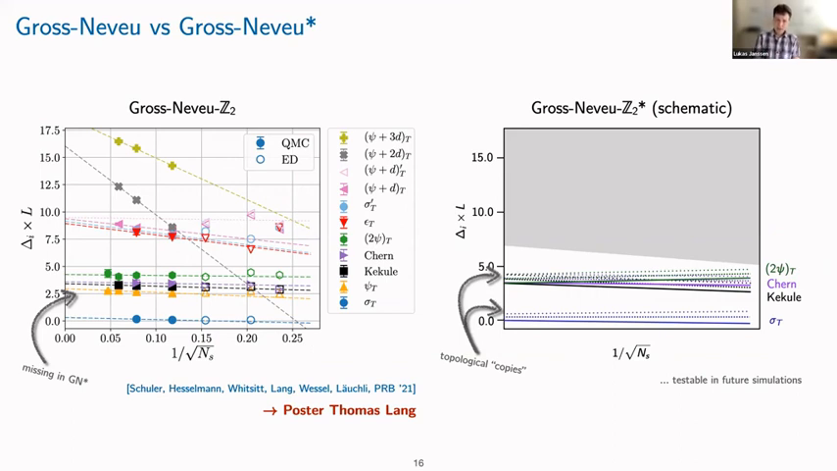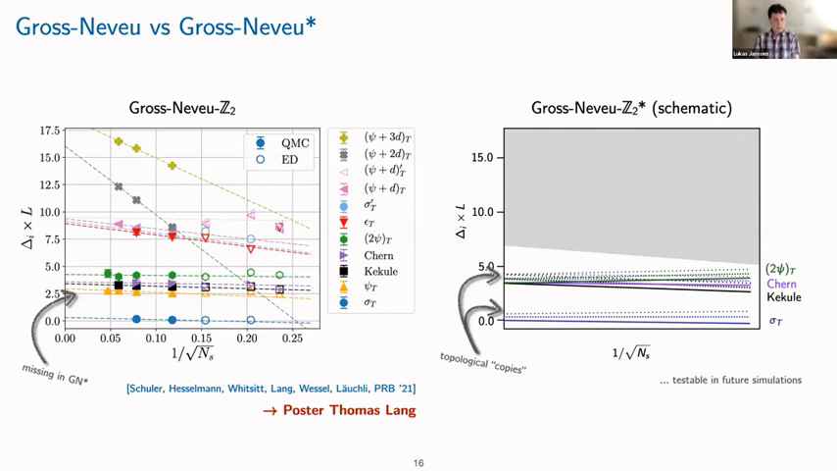For the Gross-Neveu star universality class, we in the same way expect that some states will have exactly the same energy in the thermodynamic limit, appropriately rescaled. But some states are missing. For example, these yellow states, which correspond to the fermionic operators psi, will be missing on the right-hand side due to a gauge constraint. On the other hand, this fractionalized universality class will feature additional topological copies corresponding to the different topological sectors of this spin orbital liquid phase.